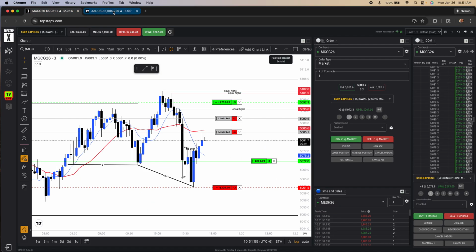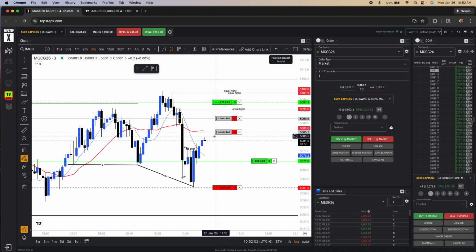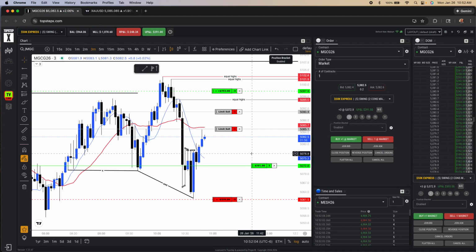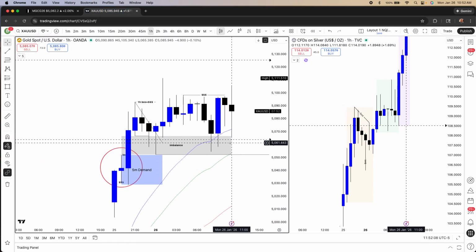I'm going to keep checking up on this position. Thinking about closing maybe one of these. No, I'm gonna let it ride. So I know that this was a strong zone that we could push out of.